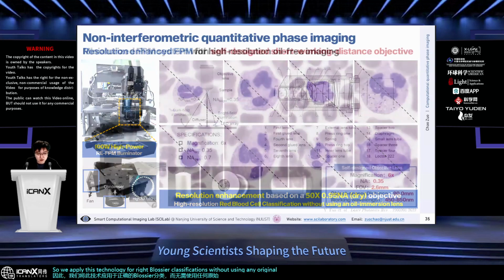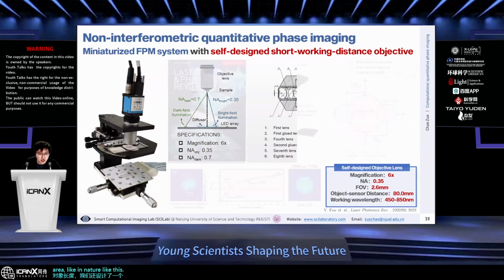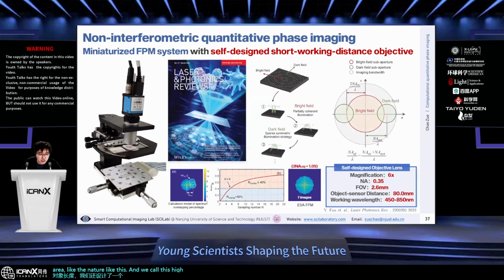And we also developed a miniaturized FPM system with a self-developed short working distance objective lens. The NA is 0.35 and the magnification is 6x. You can see the working distance is quite short. By combining this self-developed objective lens, we also designed an LED illuminator like this, and we call this hybrid bright field and dark field synthetic aperture, because in the central position, we turn on all these LED elements and do the deconvolution.